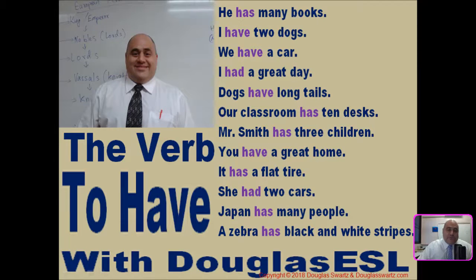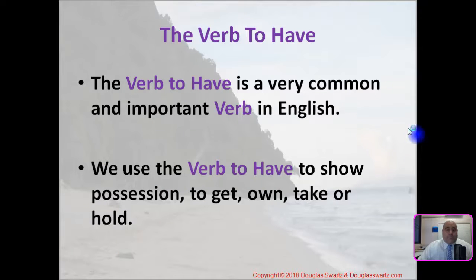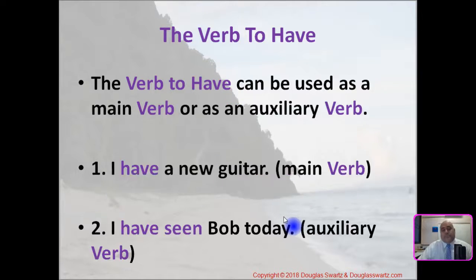The title for this video is The Verb to Have. It's a continuation of the introductory series into verbs. The verb to have is a very important and very common verb in the English language. We use it to show possession, or to get, or to own, or take or hold or possess something. The verb to have, which we usually say have, has, or had.